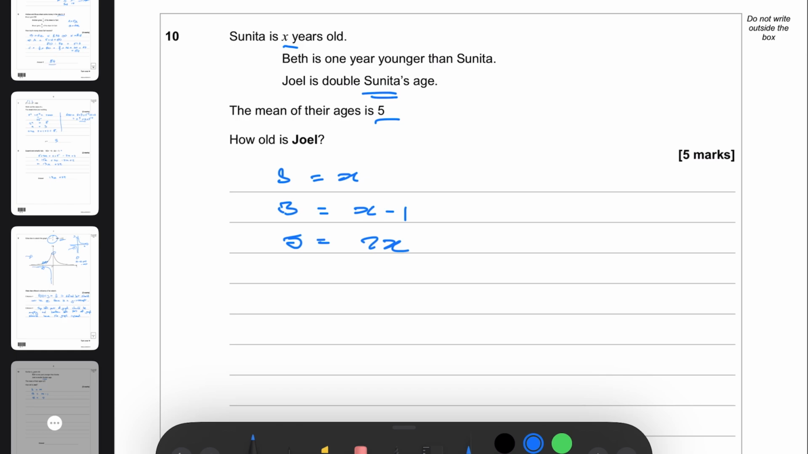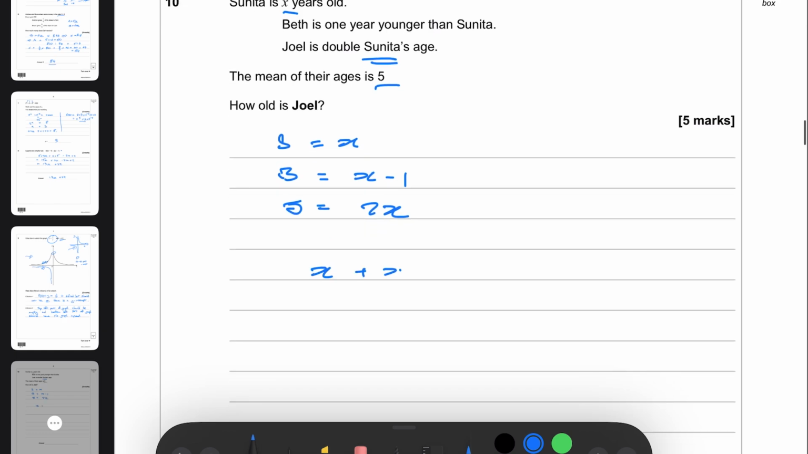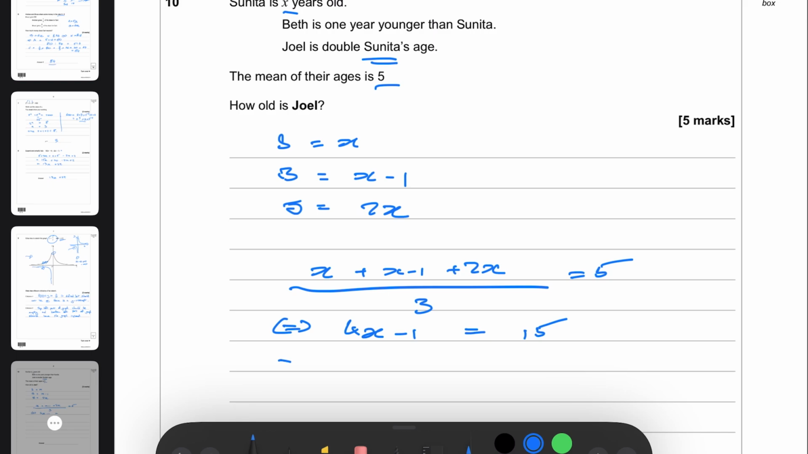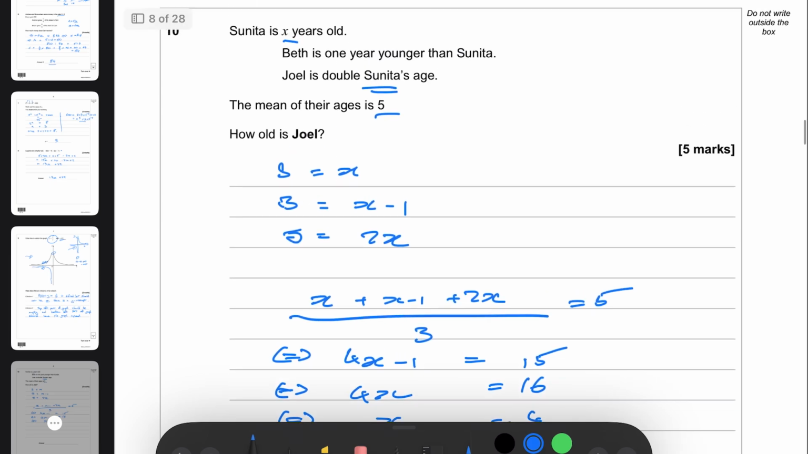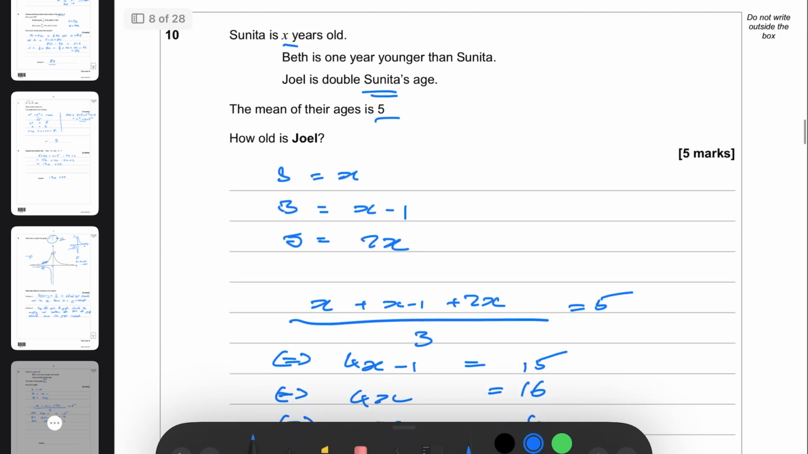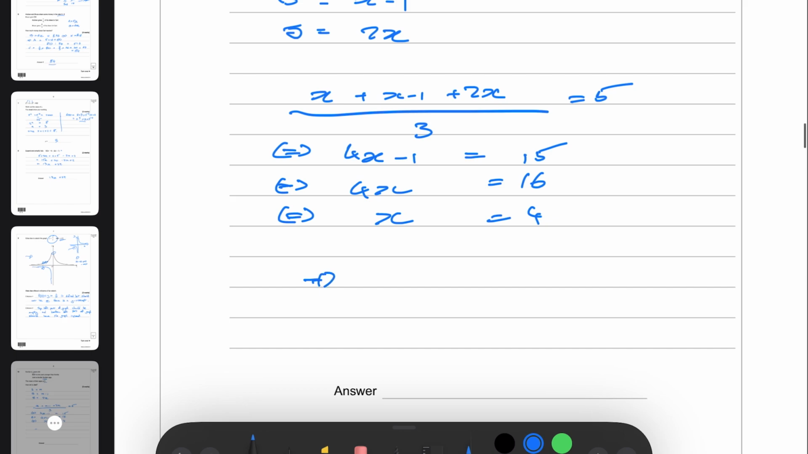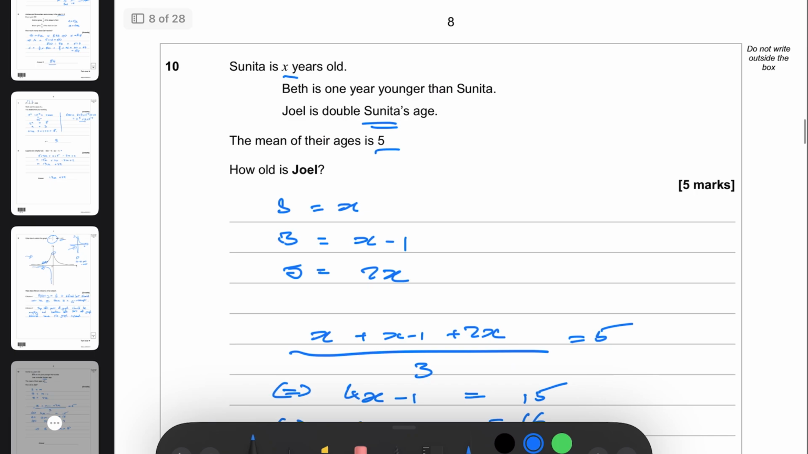The mean of their ages is 5, so how do you get the mean? You add x plus x minus 1 plus 2x, divide by the number of people, which is 3, and you know it's 5, so you get 4x minus 1 equals 15. So 4x is 16, so x equals 8. I'm so sorry, x is 4. It's basic maths. And you would like to know how old Joel is, which implies that Joel is equal to 2x, which equals 8. Joel is 8 years old.